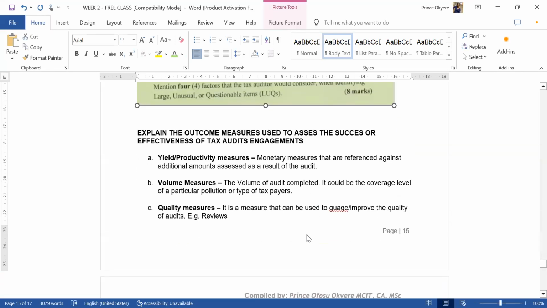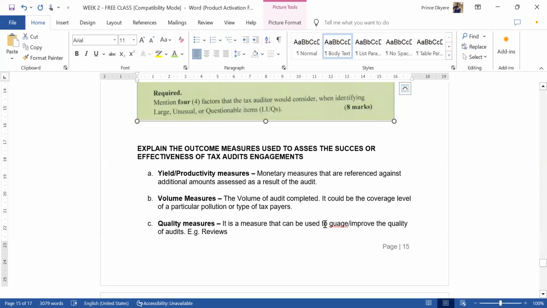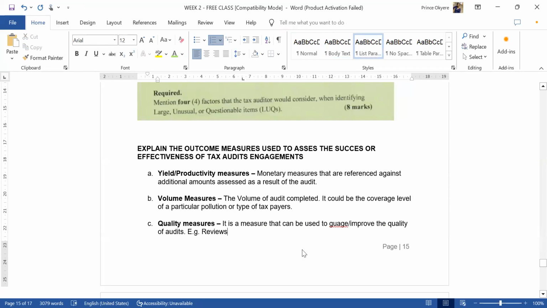Now, just to end with, I want to help us with something on measuring successes of tax audits. Successes of tax audits are what you call outcome measures. They are measured in 3 main criteria. The examiner likes this a lot. So always, I just want my students to have this on top of their head. We have yield and productivity measures. Here, we are looking at the amount of liability the tax audit is raking in, or the amount of revenue the tax audit is raking in.